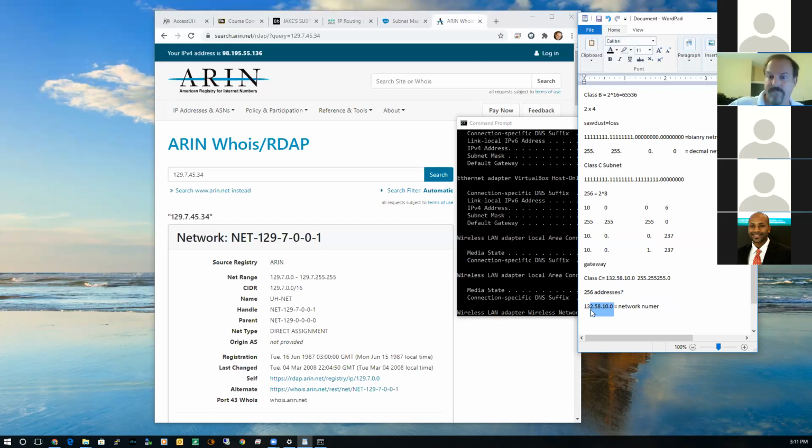132.58.10, everything, aka .0, belongs to Jake. He can do whatever he wants with it. Here it is. Here's the piece of hardware that it's attached to. So you can't use that first number in a range.